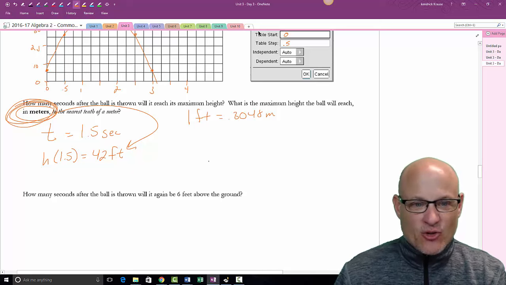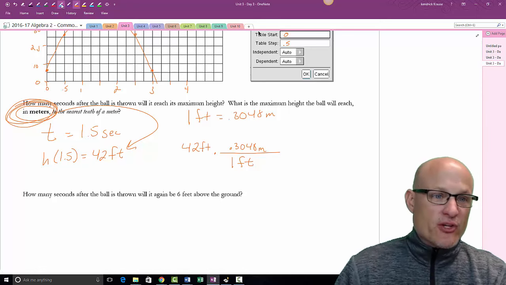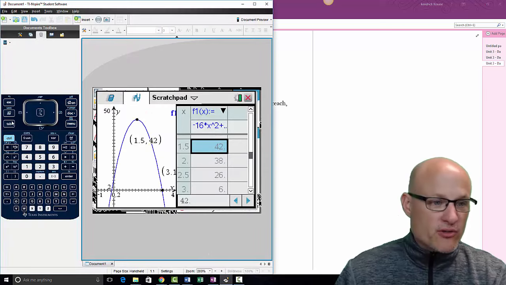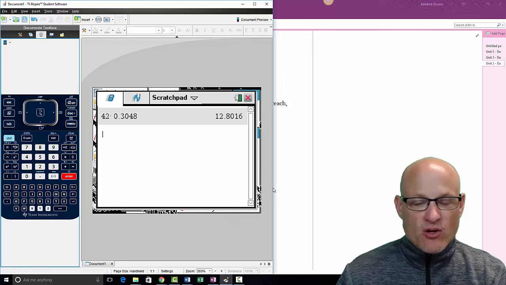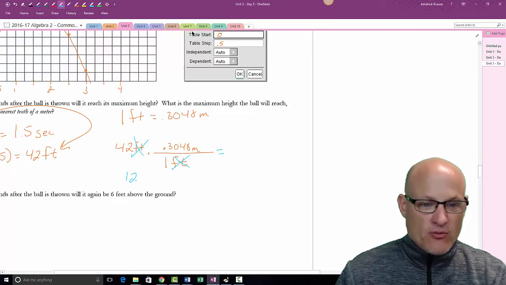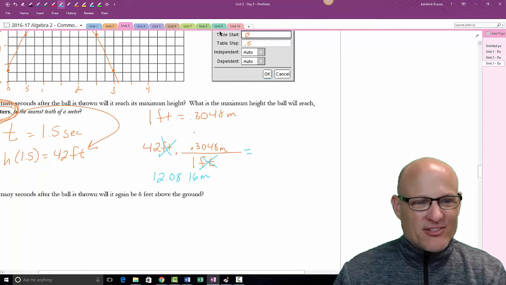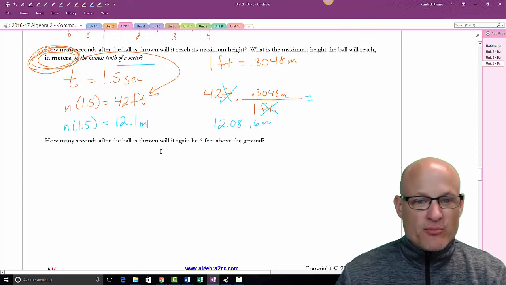Okay, so that's what I need. I need to convert this to meters. I've got 42 feet, and I want meters, so I need to get rid of feet. So 1 foot goes down here, and 0.3048 meters goes here. Notice the feet cancel, gone. So really, all I got to do is take 42 and multiply it by 0.3048. It tells me I've got 12.8016 meters. So my answer to this question is h of 1.5 seconds is really equal to 12.1 meters. Woo!